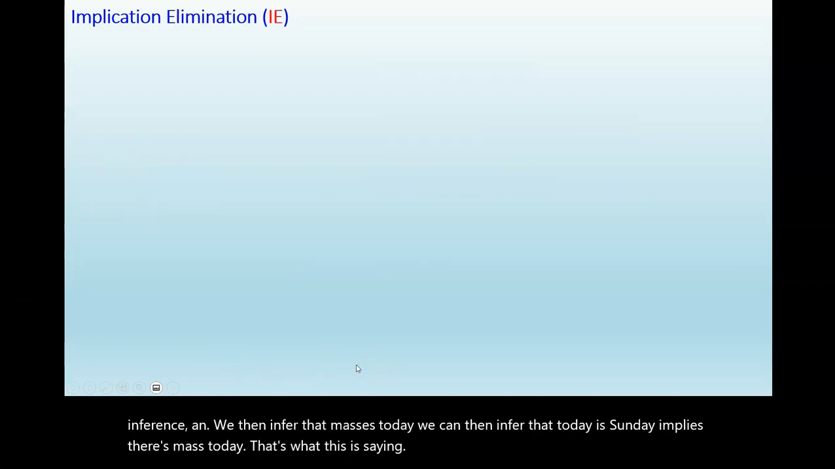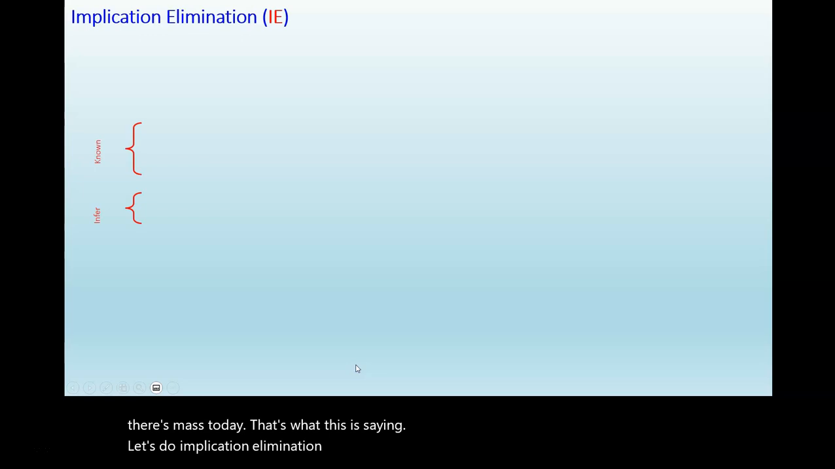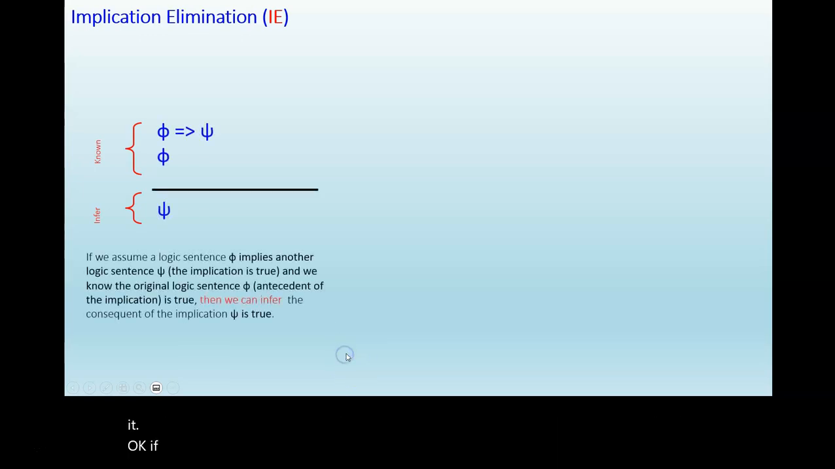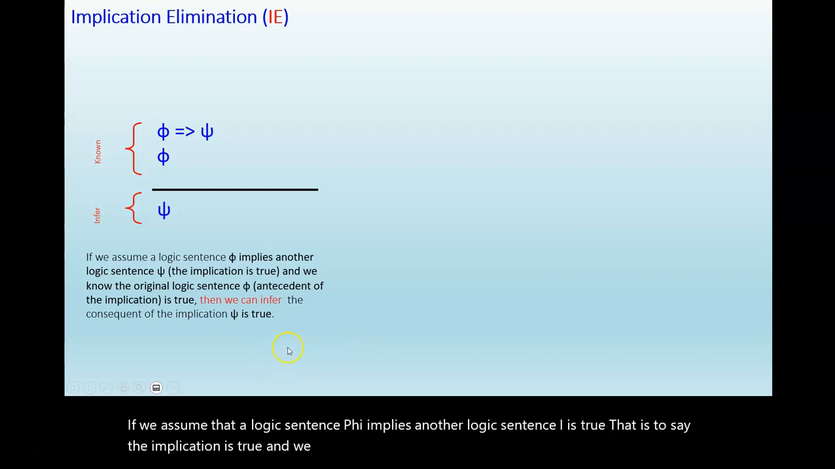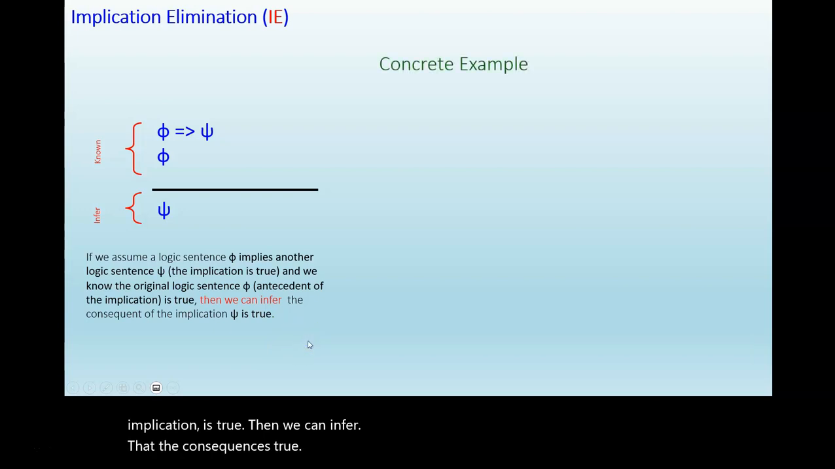Let's do implication elimination. Well, we've covered this one many times, but still, we need to have it. Okay, if we assume that a logic sentence phi implies another logic sentence psi is true, that is to say the implication is true, and we know that the original logic sentence phi, the antecedent of the implication, is true, then we can infer that the consequent is true. This is called implication elimination.